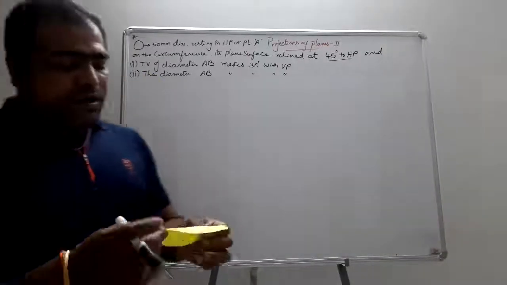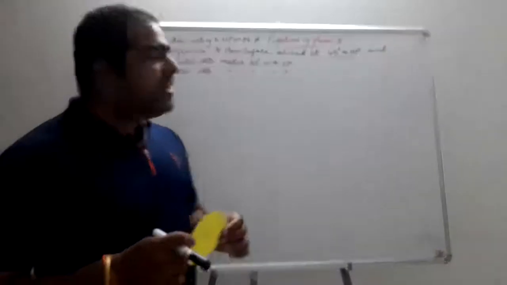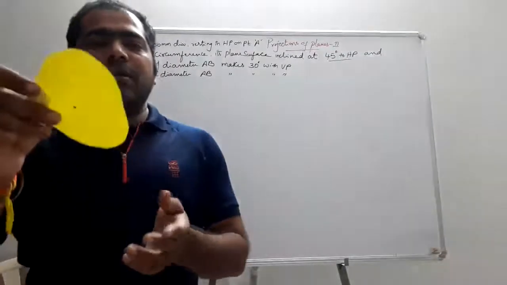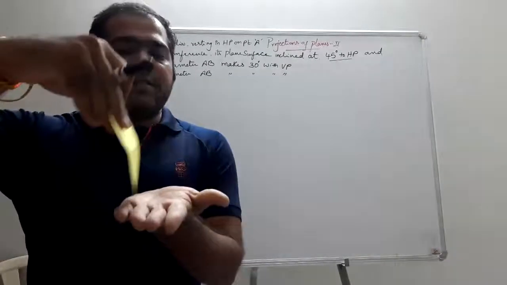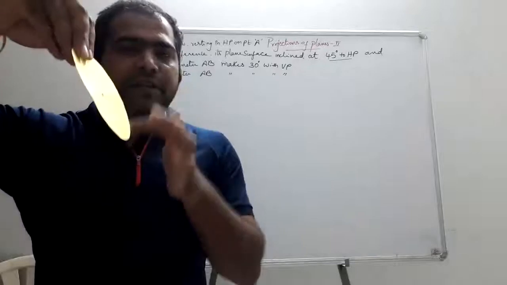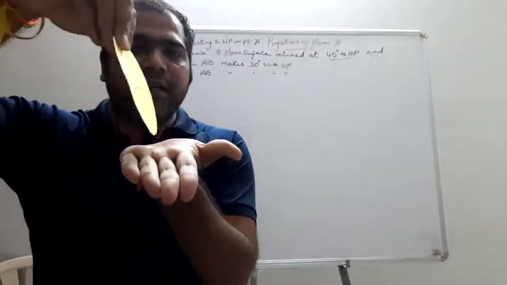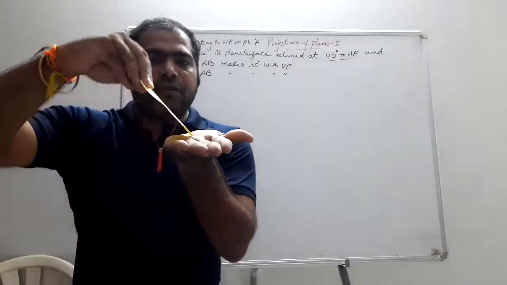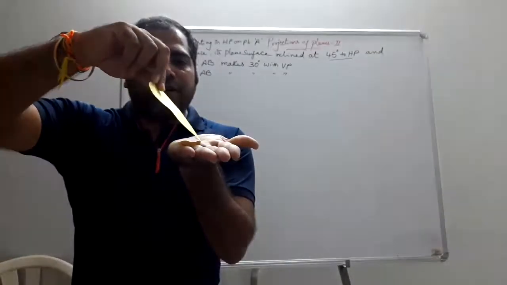First of all, given a circle of diameter 50, resting in HP at one of the points on the circumference, let us consider A. On the circumference of the circle, let us consider the starting point touching the HP to be the point A. And the surface is making an angle of 45 degrees to the HP, like this.